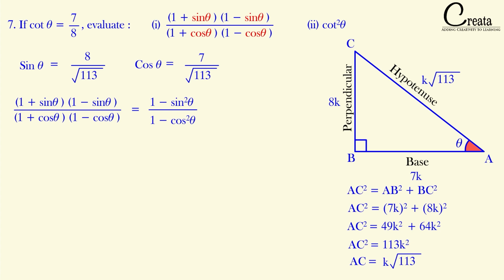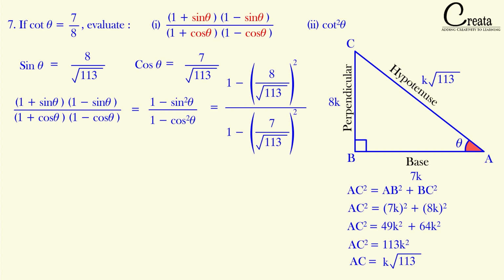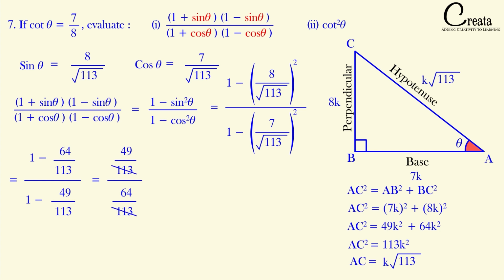We know the value of sin theta and cos theta. Let's put the value. Let's square the term. Let's solve it. 113 will cancel out. On solving, we got our answer as 49 upon 64. That is the answer of first part of this question. Got it? 49 upon 64.